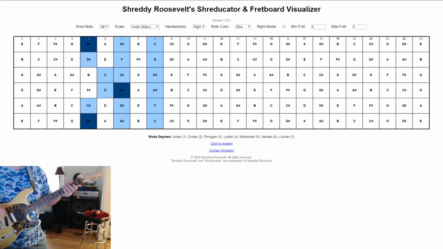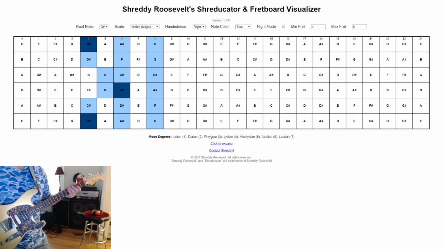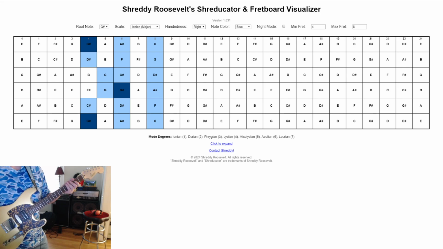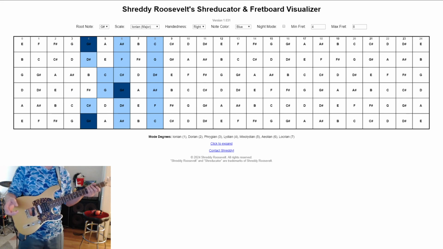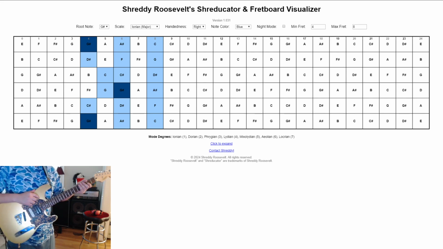So I invented the Fretboard Visualizer, which is just a simple JavaScript which allows you to manipulate the minimum and max fret, and then pick a root note, a scale pattern, and then you can change the handedness as well to display these patterns.